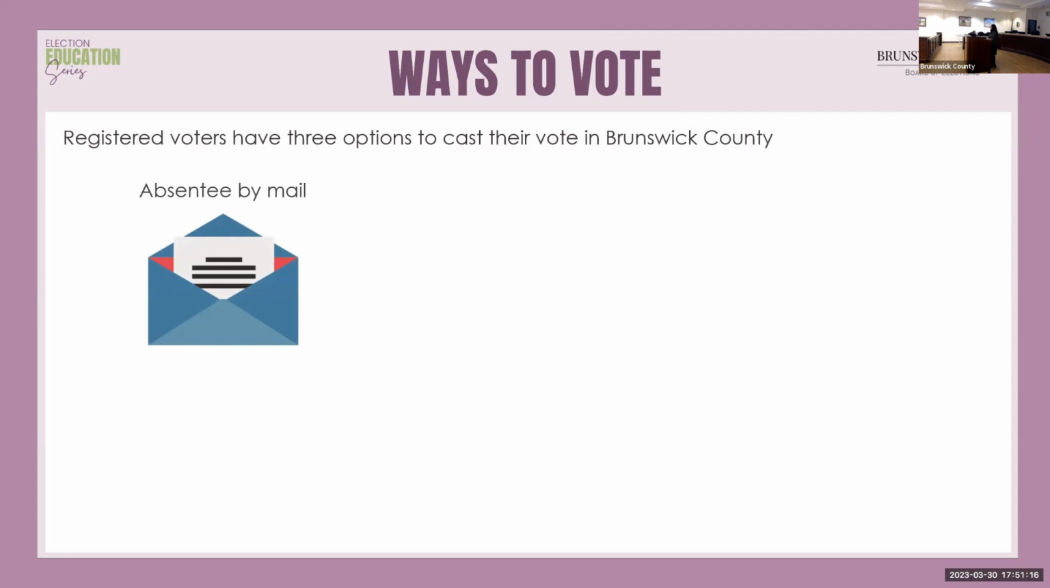So if you're getting something in the mail that you didn't request, that did not come from our office. Sometimes there are organizations that are encouraging people to vote, and so they're sending out information that may have our address on it. But if you didn't request it from our office, then we did not send that to you. You won't receive an actual absentee ballot without having completed an official North Carolina absentee ballot request form with our office.